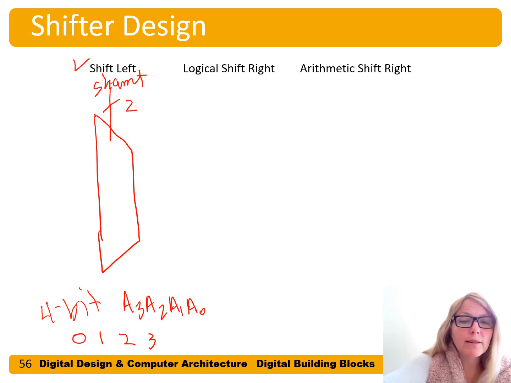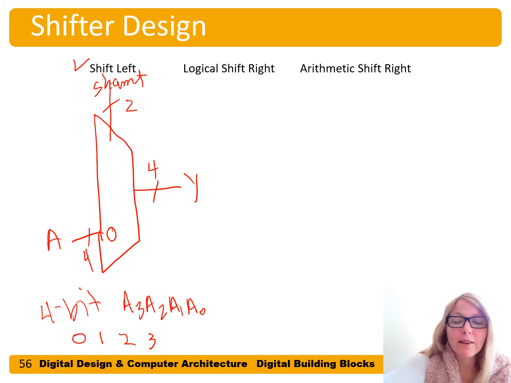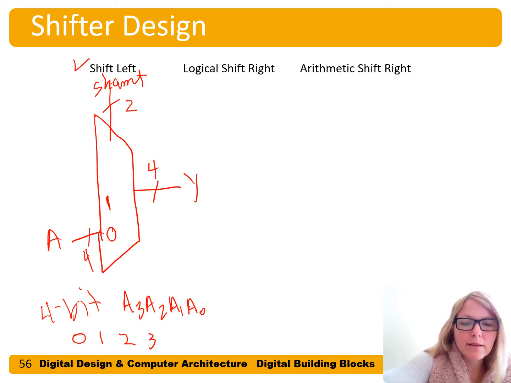So if we shift by 0 bits, we feed A, this 4-bit signal, and we just get A going to Y, and that's what we want. We want no shift of A. What happens if we wanted to shift left by 1 bit? We have our input, A3, A2, A1, A0. This A3 would shift off. That would shift left, and then we get a 0 here.